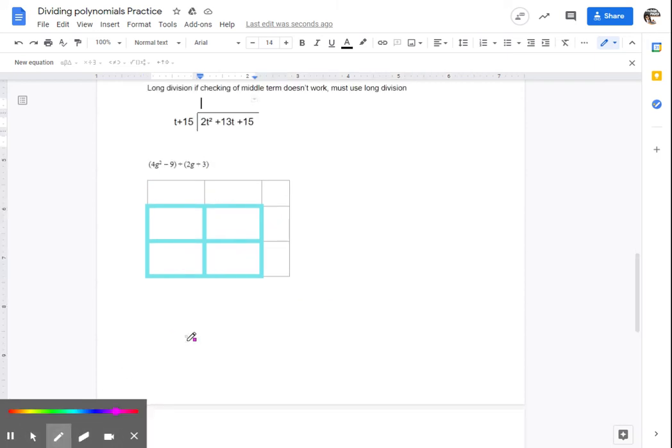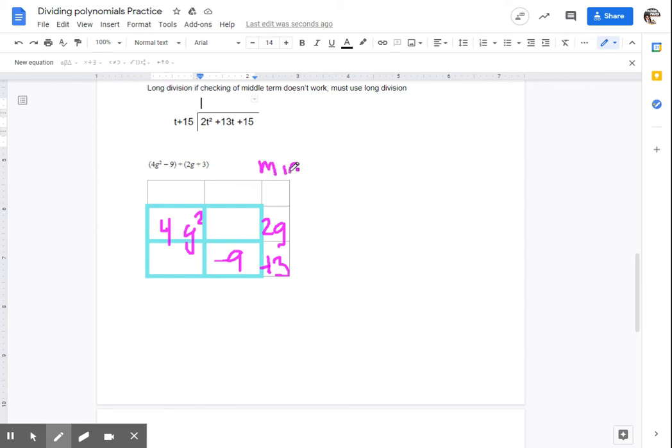All right, here we go on this problem. So we're going to take that side right here and put it in here, 2g plus 3. And then we have 4g squared here, which is the first term, and the last and second term only goes in here. Now, because I don't have a middle term, that means my middle term is equal to 0. So that's what I'm trying to find when I do my check. I want to make sure it equals 0.